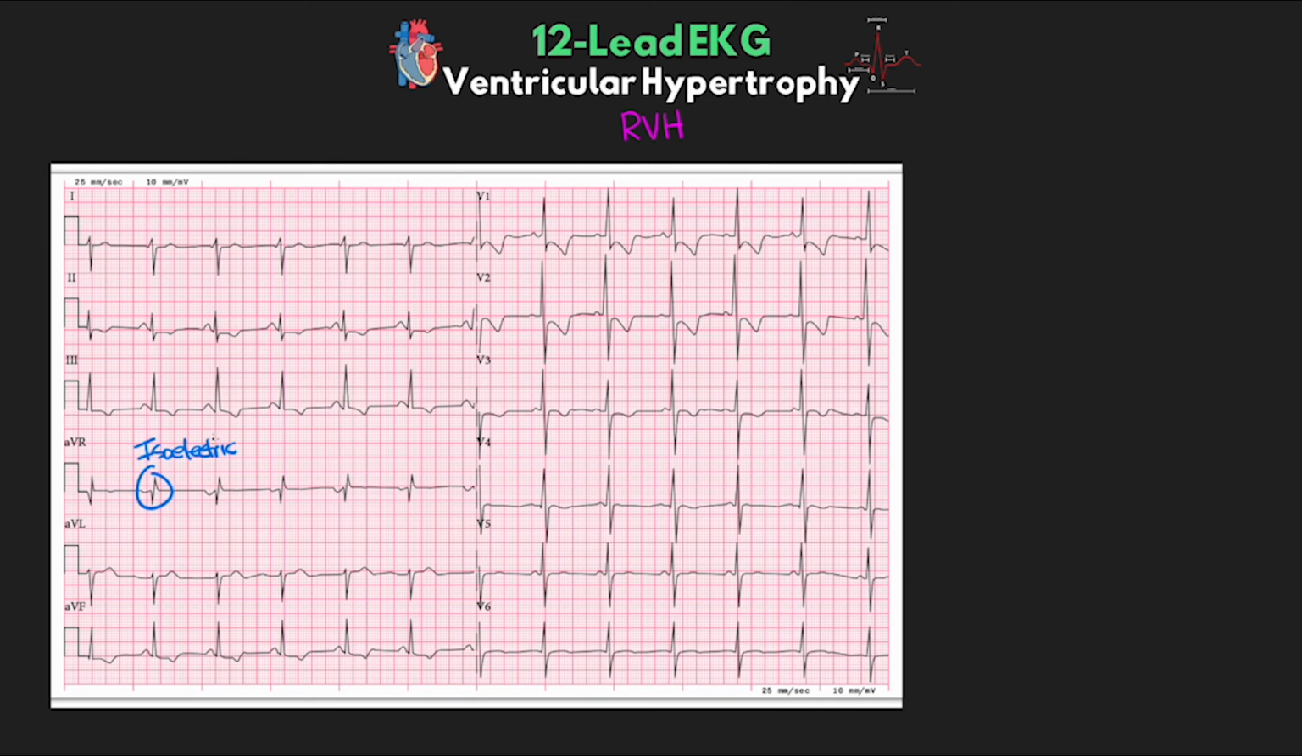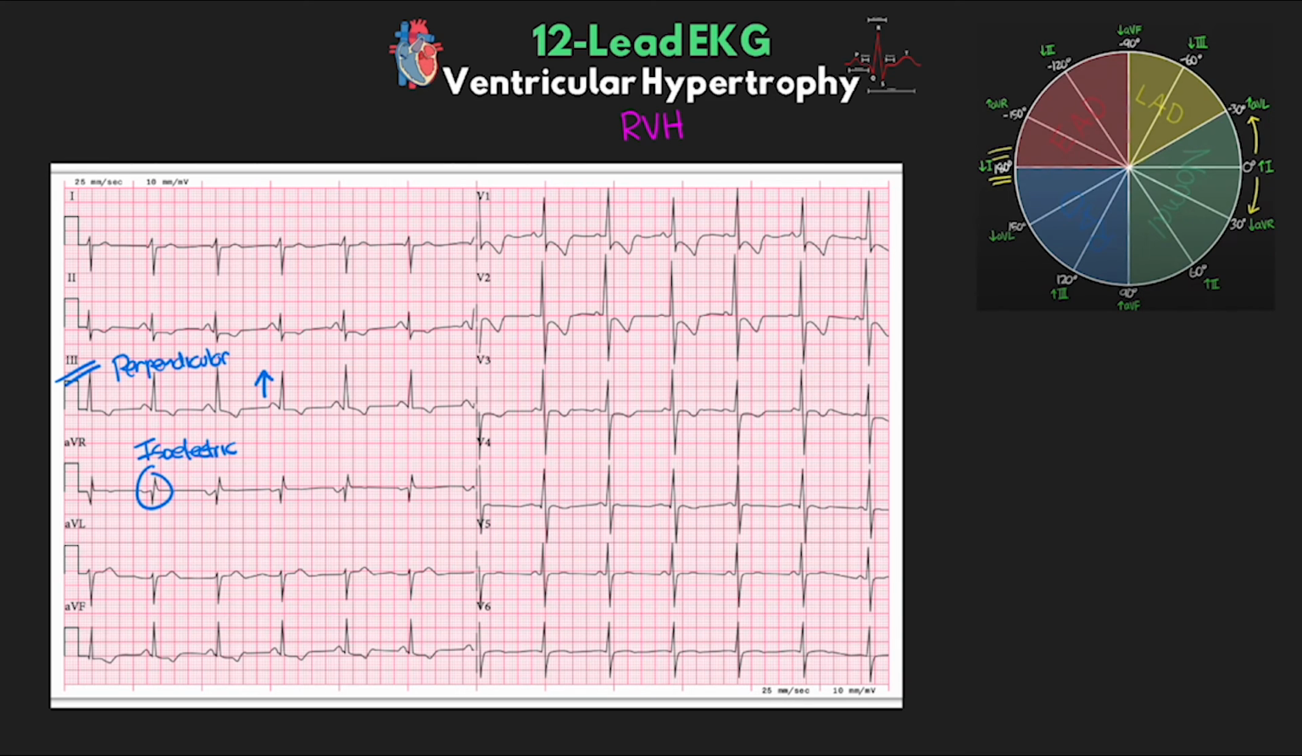Thus, we know that our perpendicular lead to AVR is going to be lead 3. Here we have an upright wave in lead 3, which, if we look at our hexaxial reference chart, we see that a positive lead 3 gives us an axis of 120 degrees, putting us in the bottom right quadrant and indicating right axis deviation. So this is our first criteria met, and this is an indication that we have greater electrical activity coming from the right side of the heart.